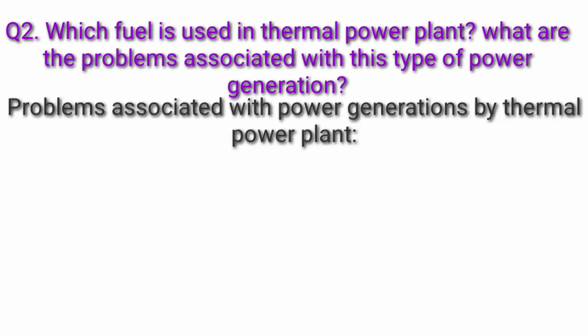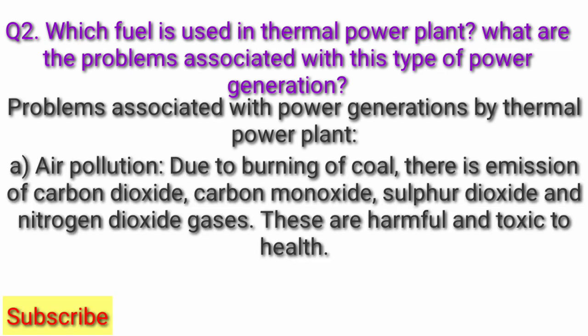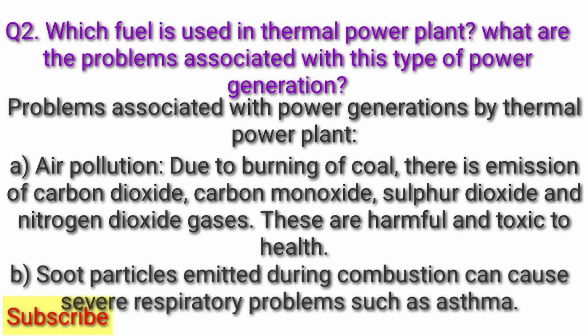Problems associated with power generation by thermal power plant. First, air pollution. Due to burning of coal, there is emission of carbon dioxide, carbon monoxide, sulfur dioxide, and nitrogen dioxide gases. These are harmful and toxic to health. Soot particles emitted during combustion can cause severe respiratory problems such as asthma.